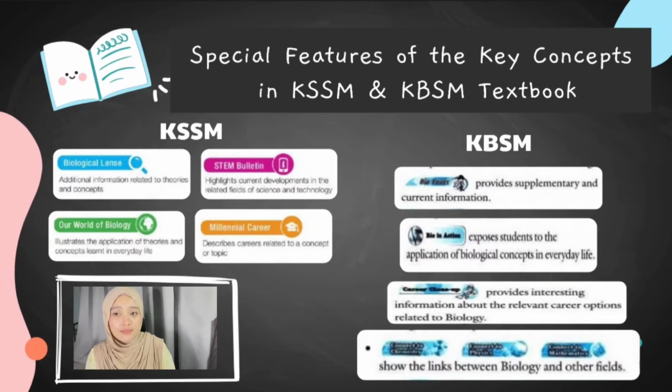As for KSSM textbook, we have 4 special features which represent the key concepts in KSSM textbook. Number 1 is Biological Lens, which means additional information related to the theories and the concepts. Second, STEM Bulletin, which highlights current development in the related field of science and technology. Third, Our World of Biology, which illustrates the application of theories and concepts learned in everyday life. The last one is Millennial Career, which describes the careers related to a concept or theories.